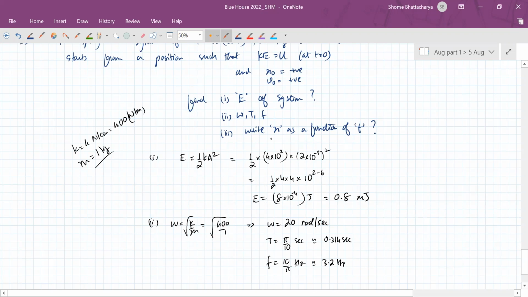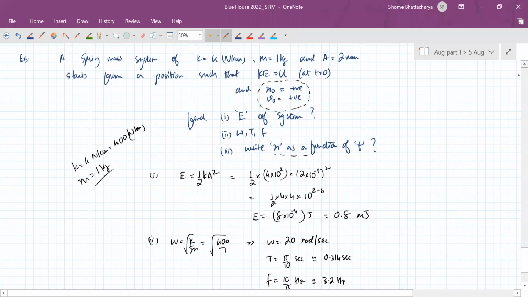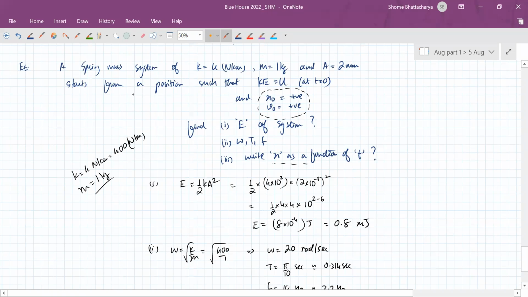Okay, now the only tricky part of the question, writing x as a function of time. So for that we need x naught and v naught. They are both positive, we know, so phi will be an acute angle. But what else do we know? That initially it starts from a position at which the kinetic energy is equal to the potential energy. So this should give us a hint about the phase constant. If kinetic energy is equal to potential energy, what can we say about x naught and v naught?